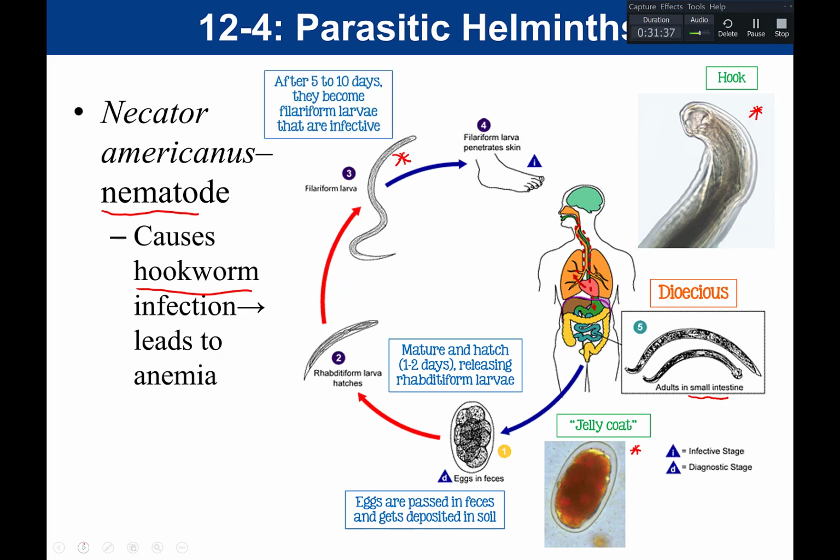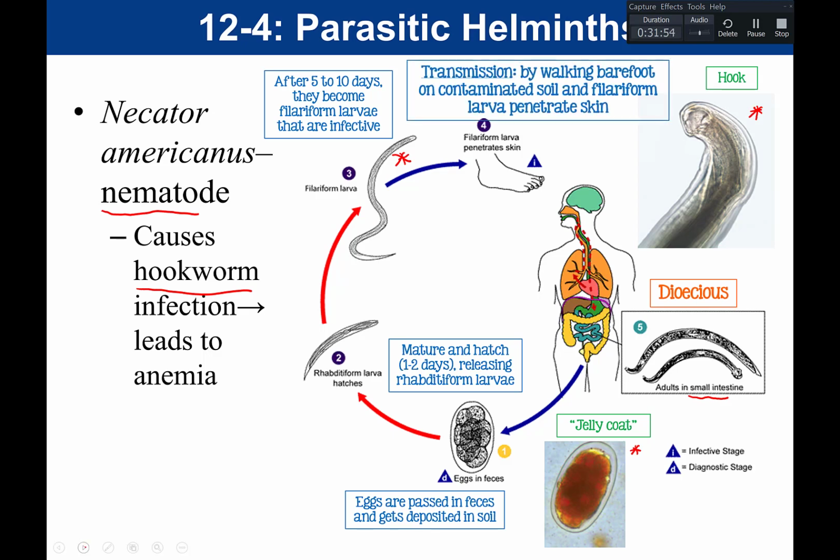And then after 5 to 10 days, those larvae mature into a stage that's referred to as the Falciform larvae. The Falciform larvae are the infectious stage. This is the one that causes disease in humans. So how do you become infected? Well, you become infected by walking barefoot on contaminated soil, and the Falciform larva penetrates the skin. So it's going to penetrate the skin and it's going to burrow into the skin.